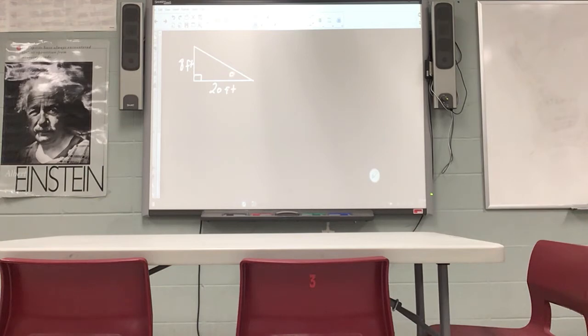Probably like 20 feet. Bro, that's trying to scale. Okay, so it says a monster truck drives off a ramp in order to jump onto a row of cars.